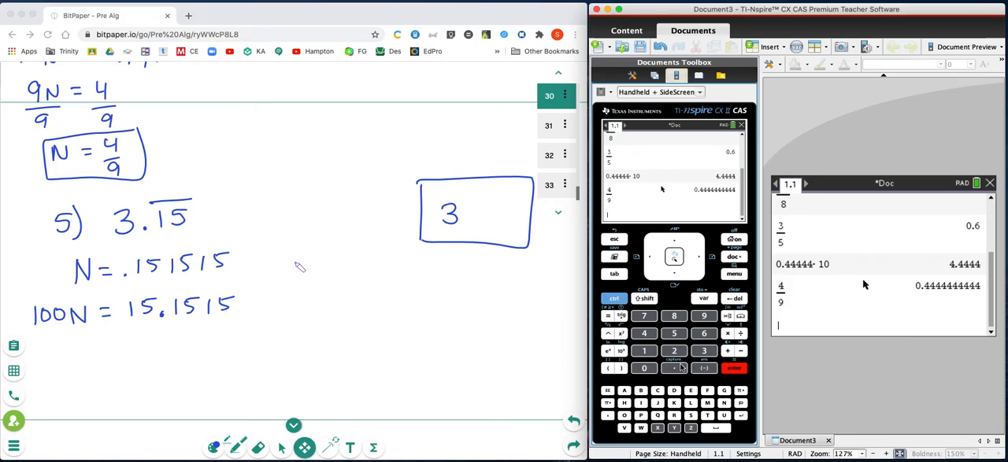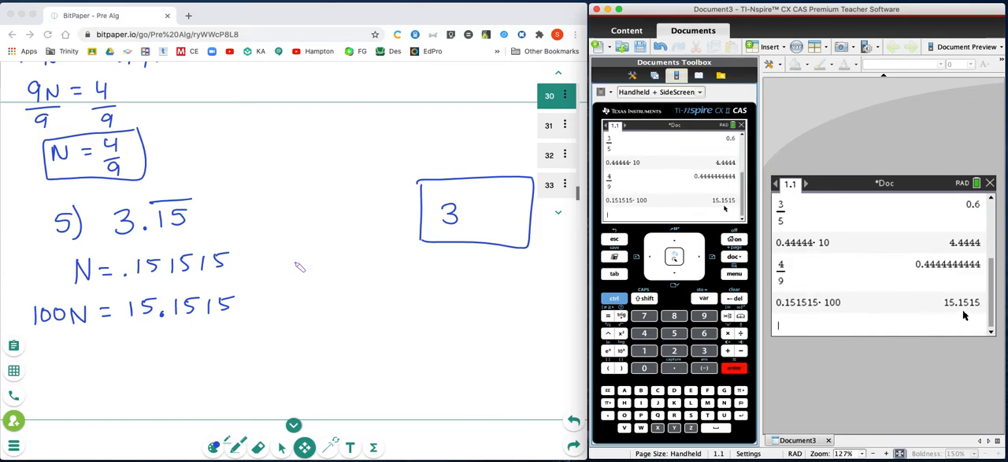I can go over here and check that. 0.151515 times 100. And sure enough, now I have one set of digits that is not repeating and all the rest of them that are repeating on the other side of the decimal. Now you don't have to put it into the calculator here. You can use the shortcut that says if I'm multiplying by 100, it just moves the decimal 2 places to the right.